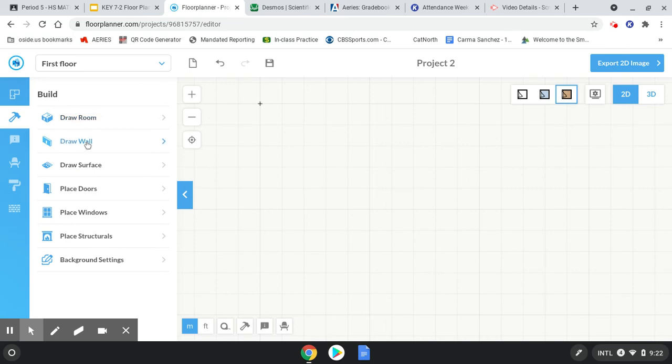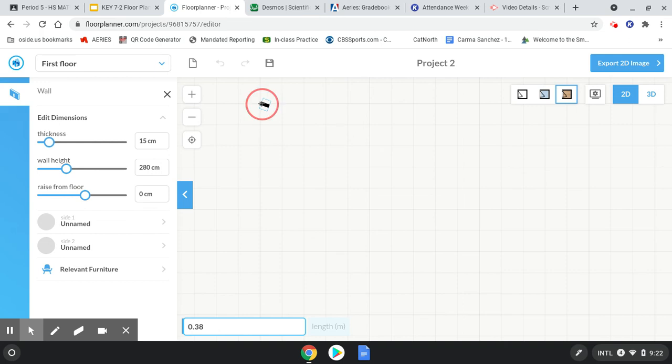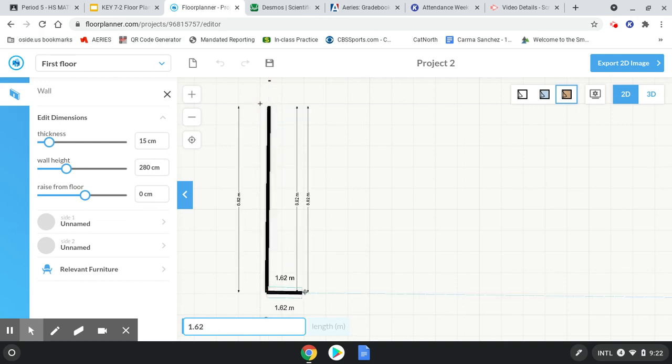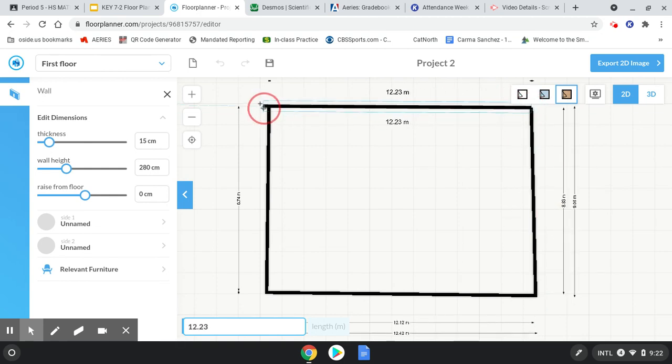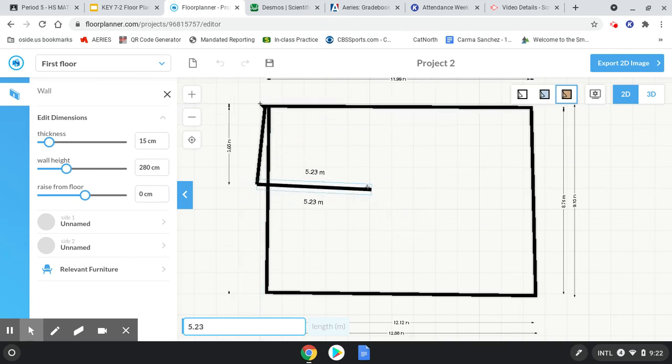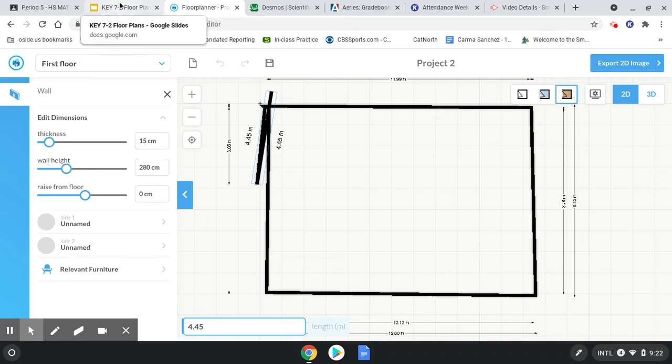And then you can draw walls, you can draw surface, etc. from there. And again, feel free to look online to find ideas for what you may want your floor plan to look like. Anyways, you get the point. Good luck. Let me know if you have any questions.